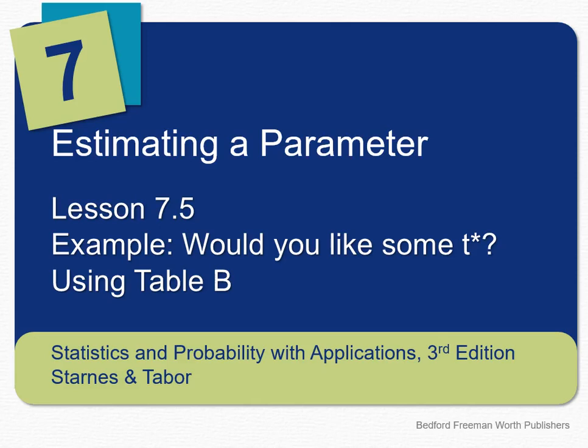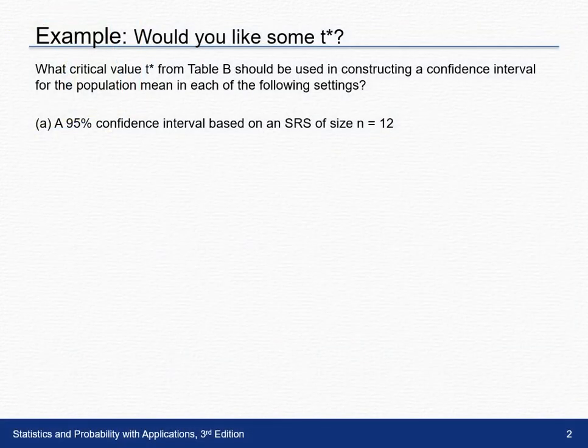In Lesson 7.5's example, we'll be using Table B to determine a critical value. What critical value t star from Table B should be used in constructing a confidence interval for the population mean in each of the following settings?